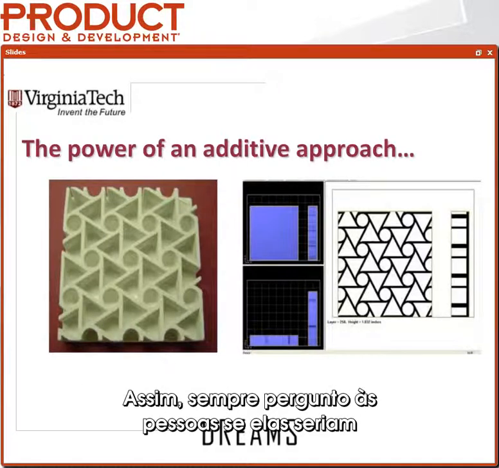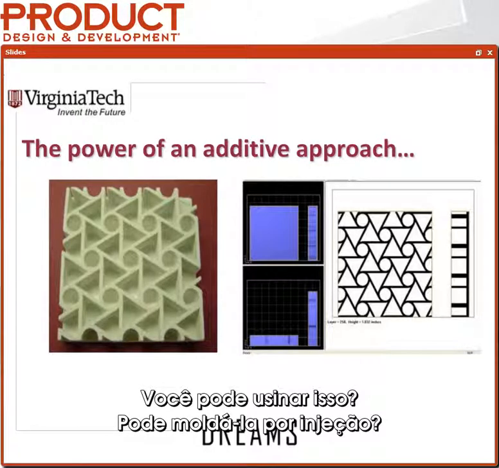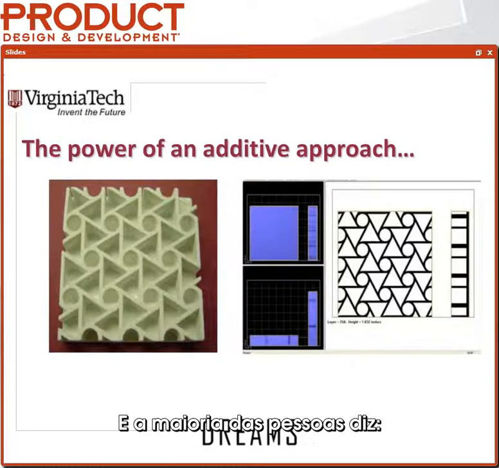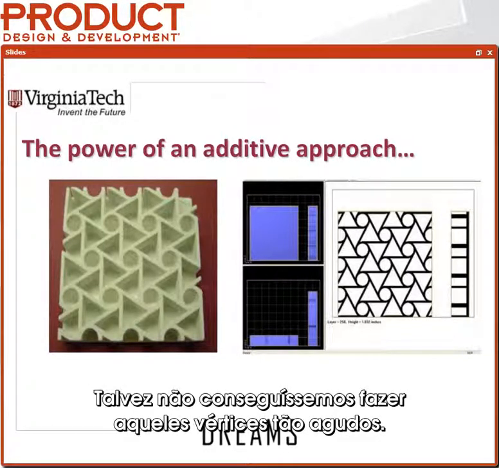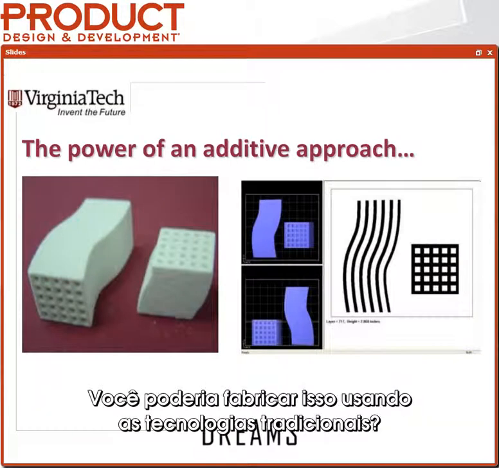So I always ask people, do you think you can make this by traditional means? Could you machine that? Could you injection mold that? And most people say, sure, we could probably do that. We might not be able to get those vertices to be so acute, but we probably could do that. So then I show them this next part. Could you manufacture that with traditional technologies?